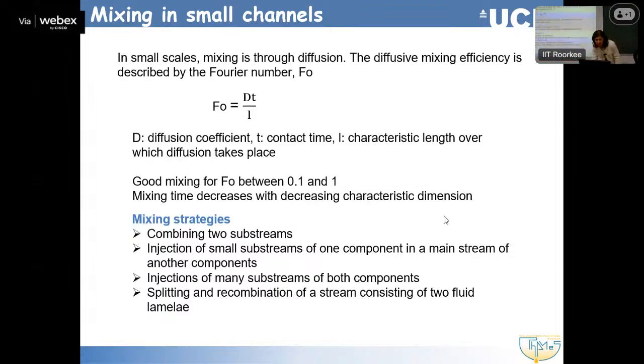Thank you. So mixing strategies: I have some photographs actually to make those a bit more specific. If we want to mix at micro scale, we can't depend on diffusion because our channels are small. But if we want to mix two miscible phases, we can combine two different streams, or we can break one of the fluids into small substreams and put them in the mainstream of the other channel, or also break the other fluid into substreams.